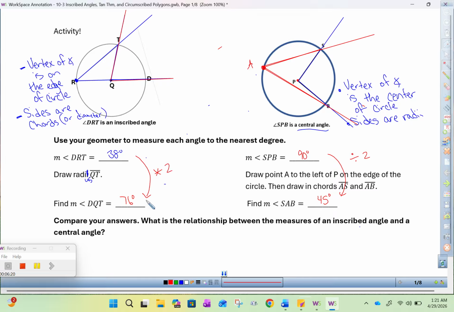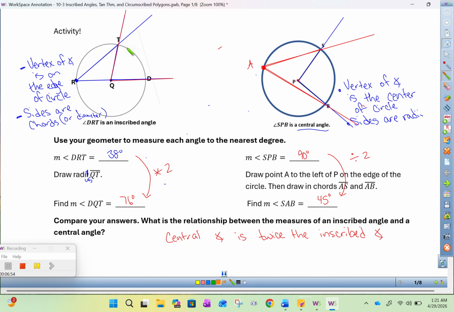Okay. I like to use this relationship, the double, because half is fractions. We try to avoid those. So I'm just going to write it in terms of the central angle is twice the inscribed angle. But these were special. I do want to emphasize that. That's not always true. It's true when they share an arc.